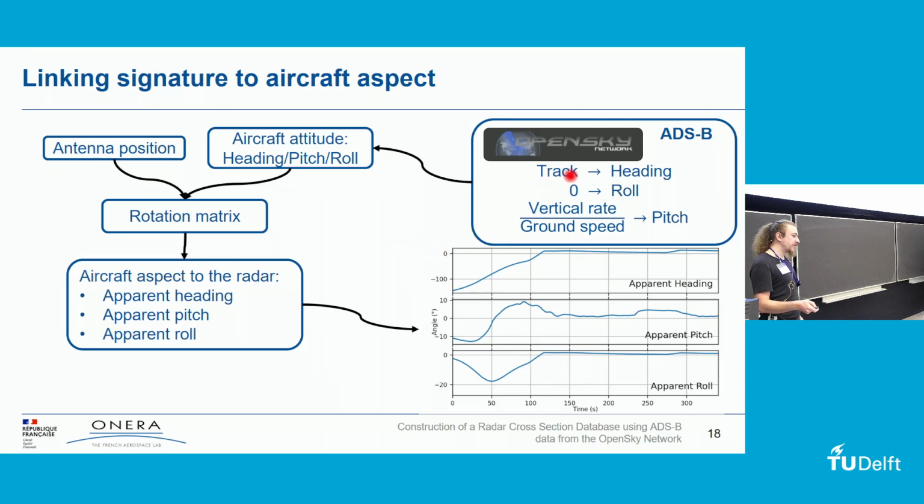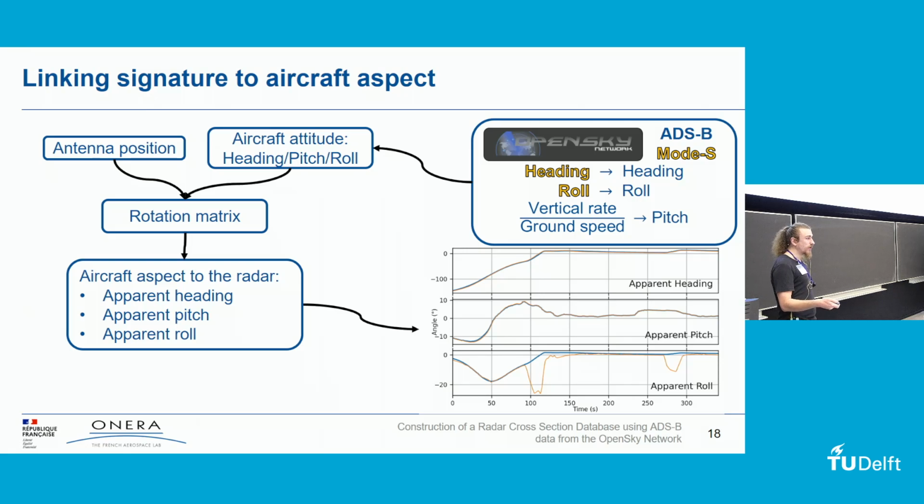So how do we compute the aspect and link it to the aircraft aspect? With the ADS-B data, we don't have the heading, unfortunately, but we have the track, which is not as good, but can be good enough. We don't have any roll data, so we use 0. And we don't have any pitch data, so we use the slope between the vertical rate and the ground speed. With some operations, with rotation matrices, we compute an apparent heading, apparent pitch, and apparent roll. We have plotted them here for one aircraft measurement.